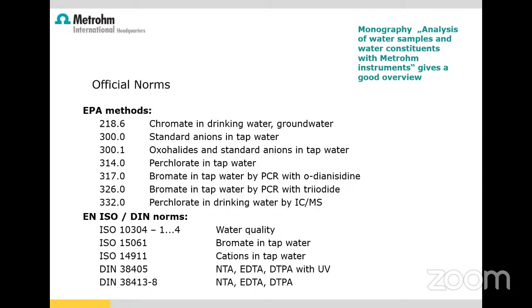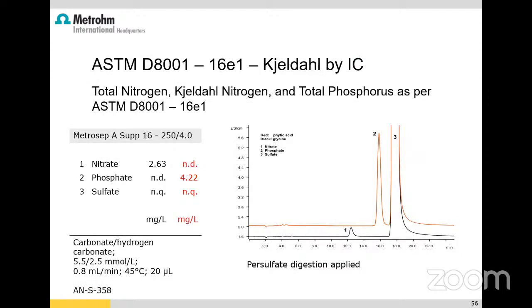So we will see some examples. These are the methods listed in EPA and in the European ISO and DIN norms. One is 218.6, which talks about chromate in drinking water and groundwater. 300.0 talks about standard anions in tap water. Like this, there are many norms available. Conditions are mentioned, and Metrohm instruments and Metrohm applications definitely comply 100% with these norms. Some examples I will show you.